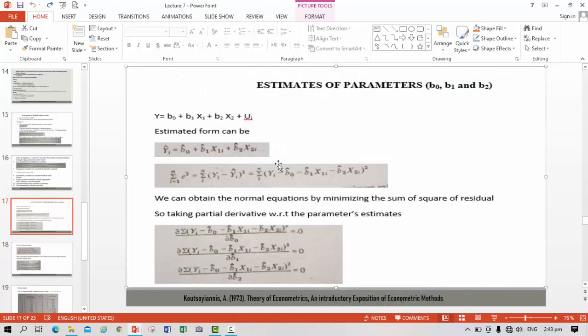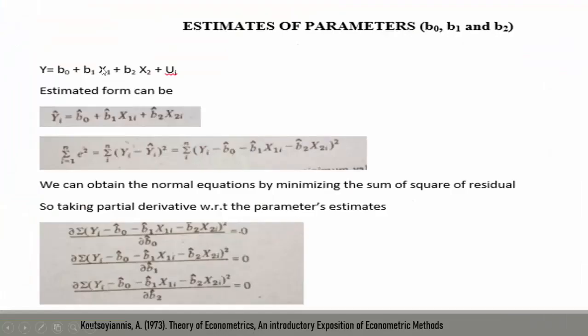So continuing the lecture, dear students, we come to the estimates of parameters. You know that in the case of multiple regression, we have more than two parameters. You see here on your screen the multiple regression model: y is equal to b0 plus b1 x1 plus b2 x2 plus ui. It is a simple multiple regression model with two explanatory variables x1 and x2. Dear students, if you take its estimated form, it becomes y hat is equal to b0 hat plus b1 hat x1i plus b2 hat x2i.